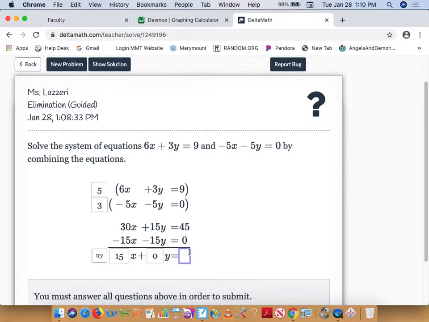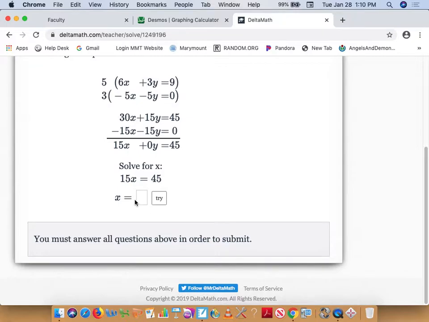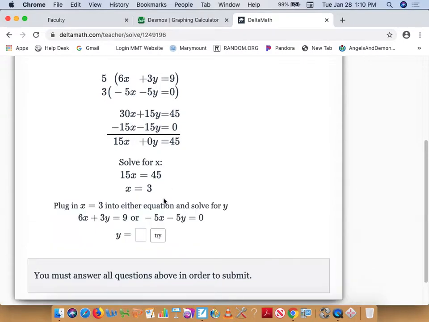And positive 45. All right, and if I solve, x is 3. I'm kind of moving fast. I'm not really trying to teach you elimination right now. I'm going to show you something else with this. Y'all know the program. If I got this far, I probably am doing it right.